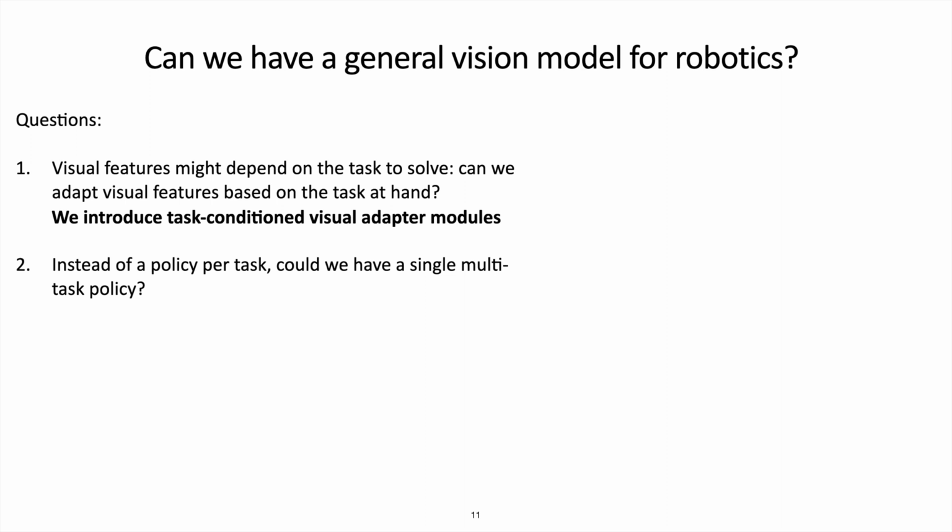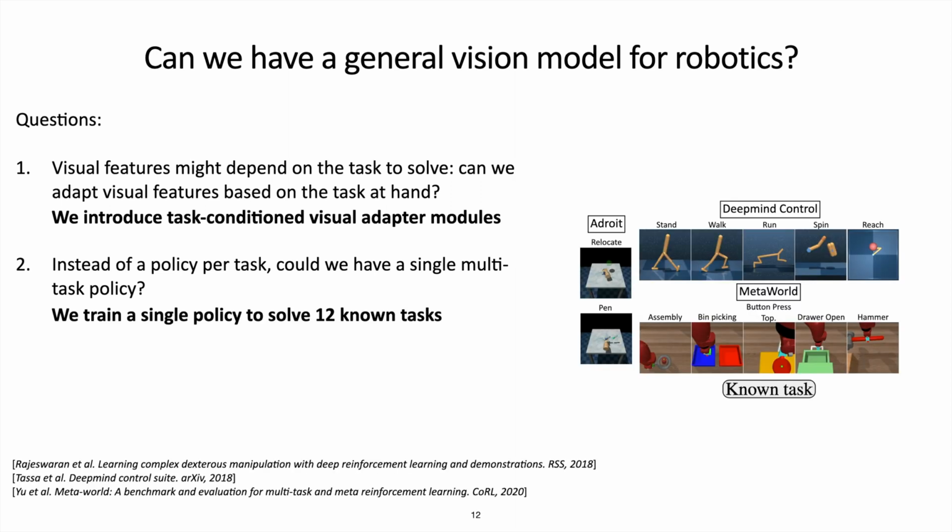Then, instead of having a specific policy per task, could we have a single multitask policy? We train a single policy to solve 12 known tasks from 3 benchmarks: ADROIT, DeepMind Control, and MetaWorld. This is called the known task setting.